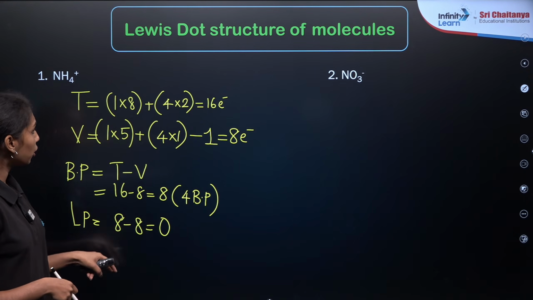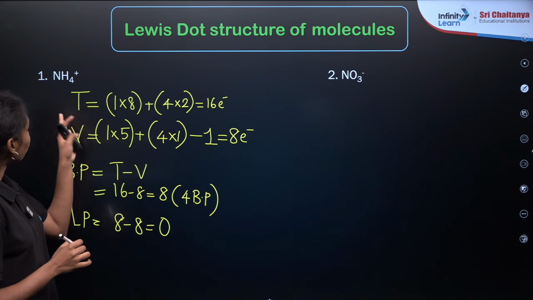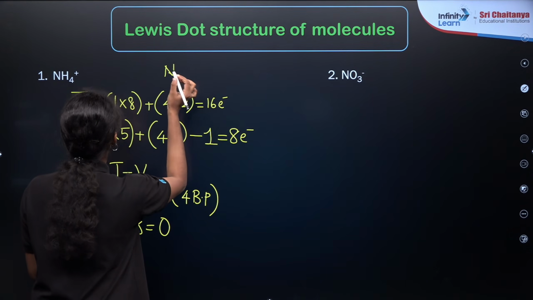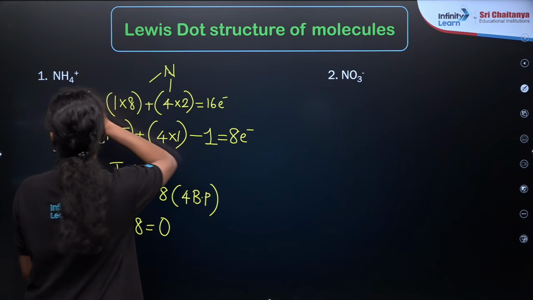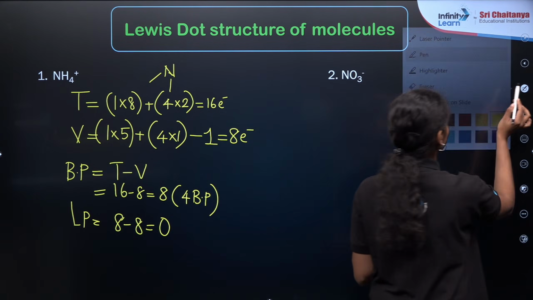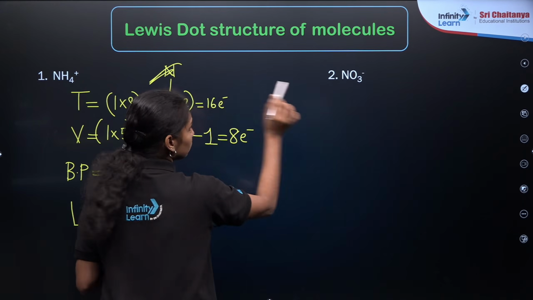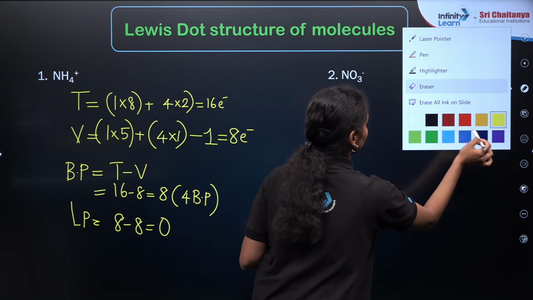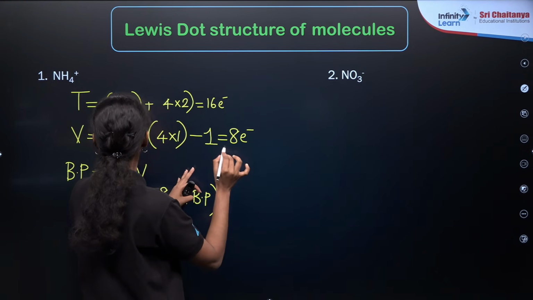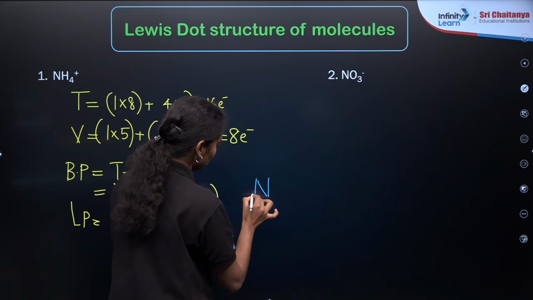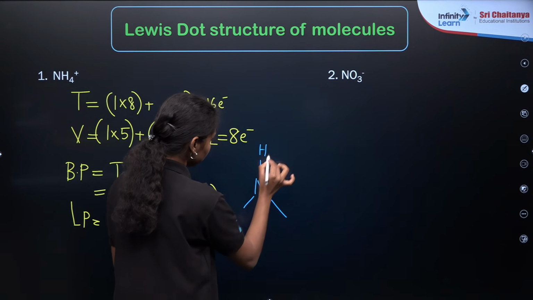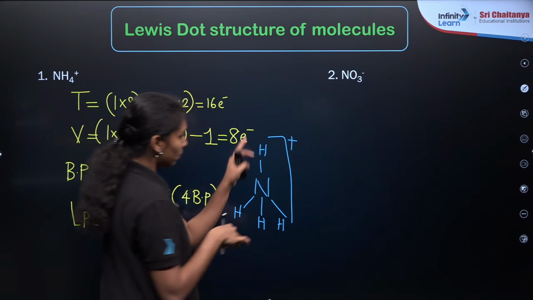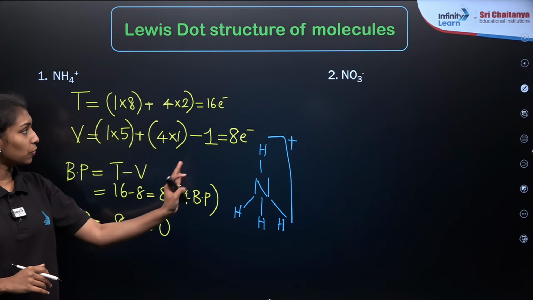So what will be the structure of this molecule? As we already know, if you compare the electronegativity difference here, nitrogen will be the central atom. So nitrogen is forming 4 bonds with the hydrogen atoms. So I will draw the structure here. In the case of nitrogen, 4 bond pairs are formed with the 4 hydrogen atoms, and the total charge is given by a bracket given here. So this is the structure of the NH4 plus ion.